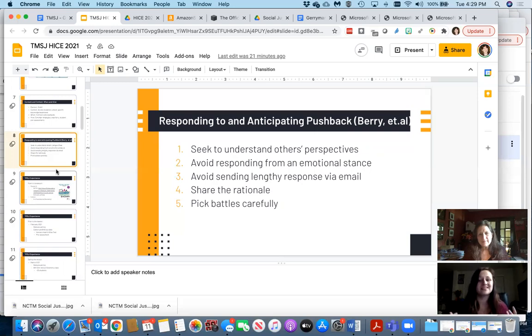Avoid sending lengthy responses via email. But if you do, go ahead and share your rationale for why you are teaching what you are teaching, why it's important, how it fits within the math lesson, and pick your battles carefully. You definitely don't want to spend time arguing with someone or defending your own standpoint if it's not going to go anywhere.